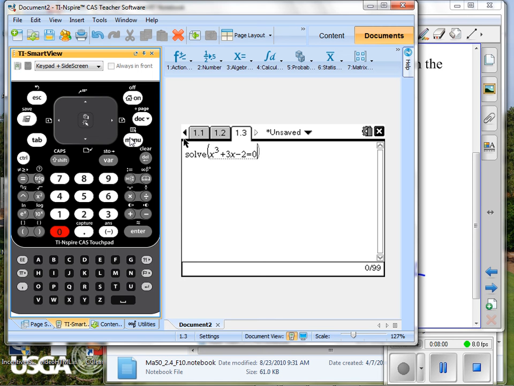Now, you're going to have to, and just make it a matter of practice, put a comma and the x. X is the variable here, so put a comma x. Press enter. What do you get? Exact? No, not exact. Okay.